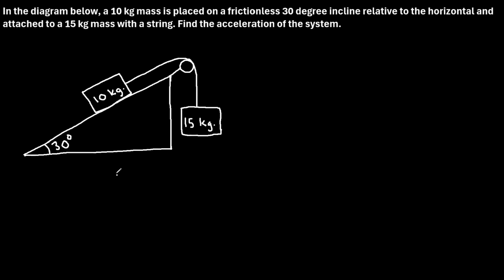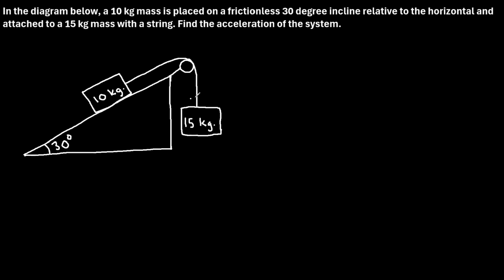So I've gone ahead and sketched out this situation. We have this inclined plane at an angle of 30 degrees relative to the horizontal. We have this first mass, which is 10 kilograms, connected to a string and a pulley to another mass hanging over the edge that is 15 kilograms. Now, our question is, what is the acceleration in this system?